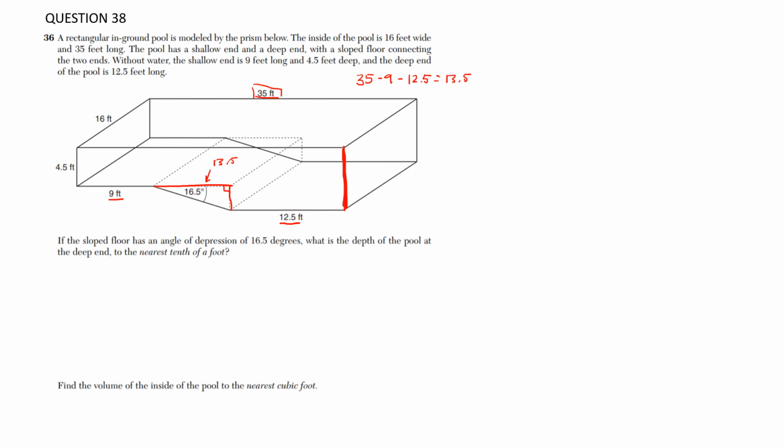So we know this leg is 13.5. Now we're trying to find out how much deeper it goes. So we're trying to find an opposite side, we're given an adjacent side, and we're given an angle. So this is a tangent. SOHCAHTOA, we have tangent of theta equals opposite over adjacent. We can plug in our values here. Make sure when you input in your calculator, this is in degrees. Tangent of 16.5 equals opposite over adjacent, which is 13.5. We can multiply 13.5 on both sides and just throw this in our calculator.